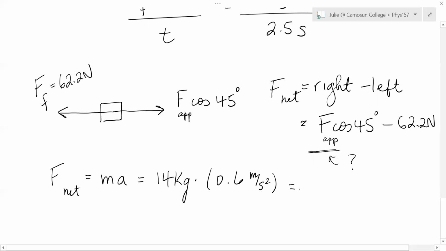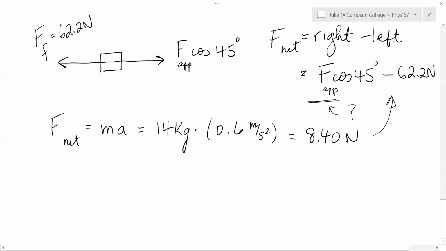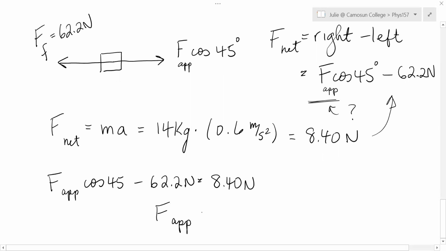And so 0.6 times 14, the net force is 8.4 newtons. Okay, so we equate these two expressions. The applied force times cos 45 minus 62.2 must equal 8.4 newtons. And this leads to an applied force along the handle of 99.9 newtons.